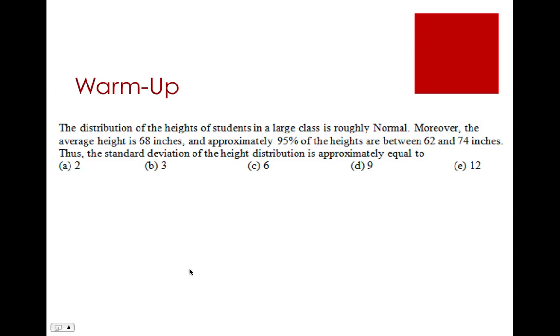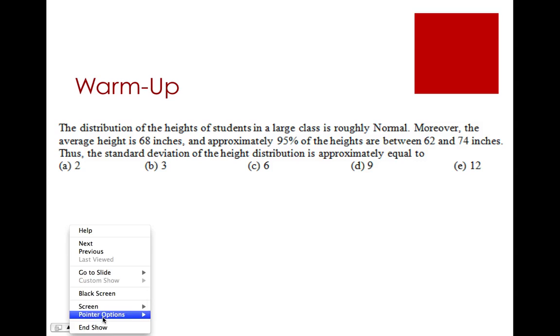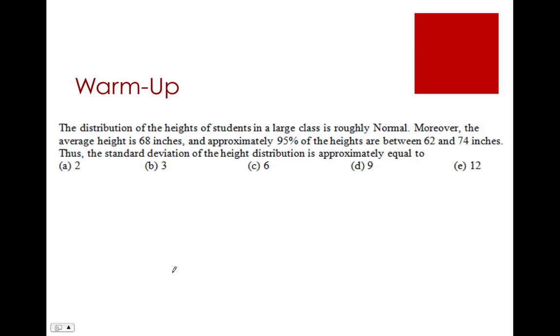Okay, so this tells us that the distribution of heights of students in a class is roughly normal, and that the average height is 68 inches. We're not given the standard deviation, but we are told that 95% of students' heights are between 62 and 74 inches. So I'm going to draw a normal curve that has a mean of 68. And then I know that 95% of heights are between 62 and 74.